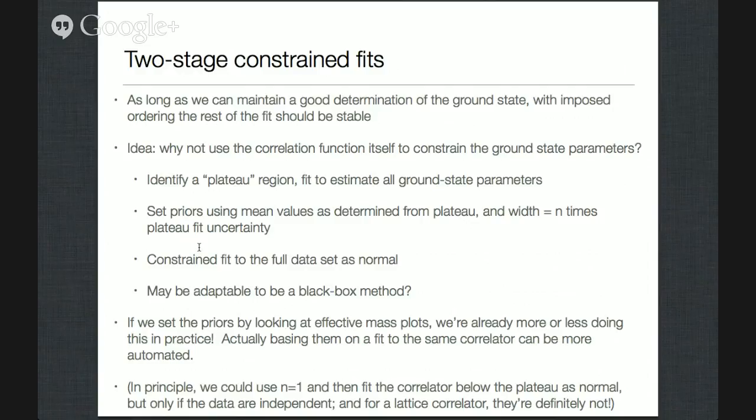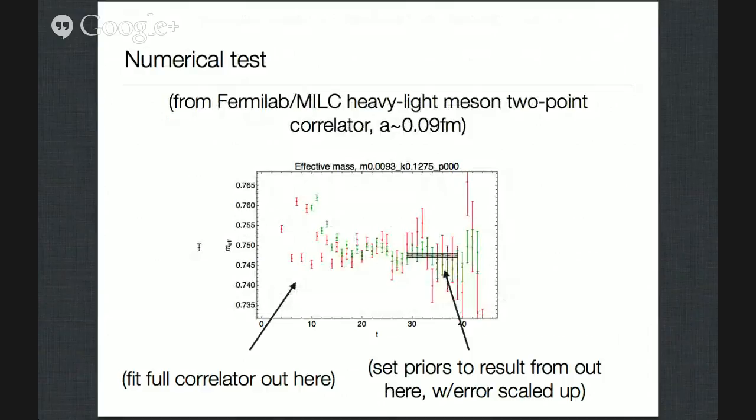I've tested this numerically, sort of extensively. So here's just a plot of an effective mass from Fermilab MILC data that I've been working on. I identify some plateau region out here, and this is the ground state energy resulting from a fit to this region. Then I set the priors to whatever result I get out here, scaled up by some factor n. I think in practice I've been using a factor of 3. It doesn't and it shouldn't depend on exactly what factor you use.